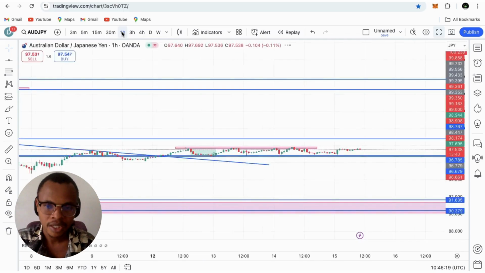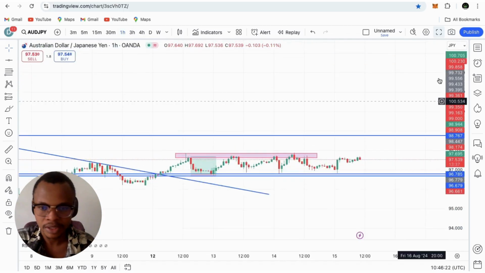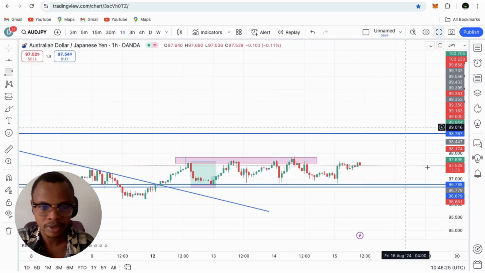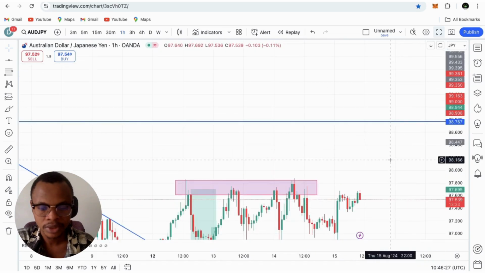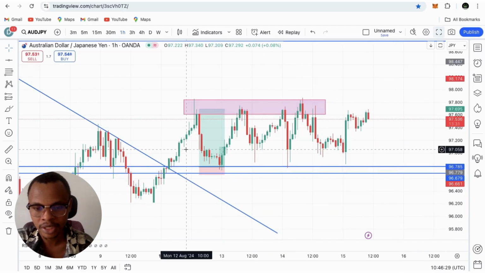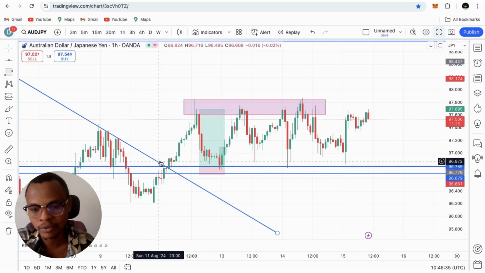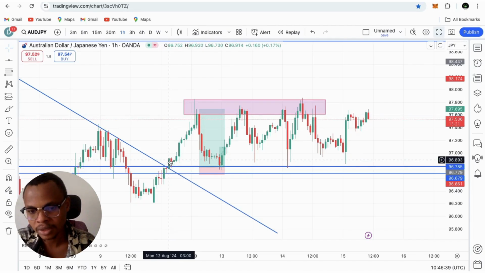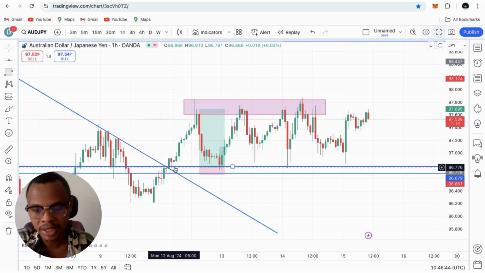Okay. Now, when I went down to 1 hour to search my entry, it broke the trend line, and I just wanted to play on the safer side. The reason is that it broke this trend line with this candlestick, as you guys can see, which closed above the trend line. But the next candlestick that follows it was a sell off, which was like a trend line retest.